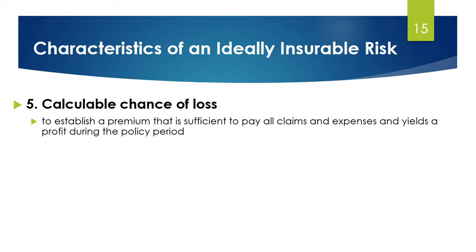The fifth characteristic is that there should be a calculable chance of loss. That means the insurance company should set their premium in a way so that the premium is sufficient to pay all claims and expenses. In the meantime, the premium should also bring profit during the policy period.